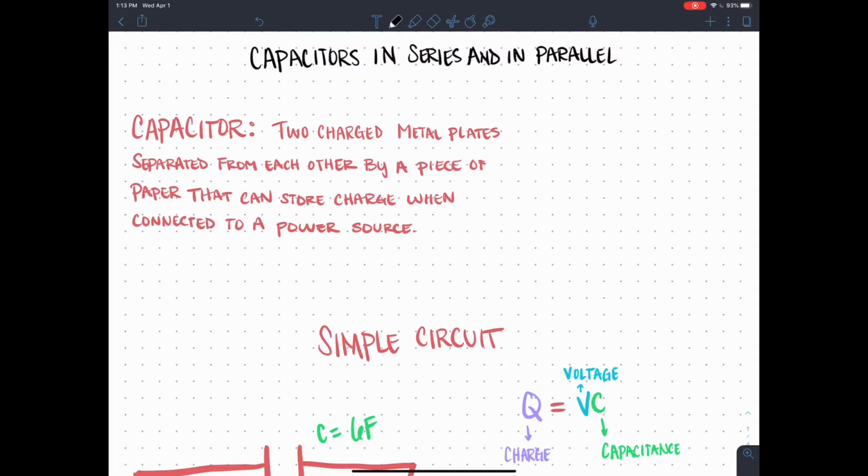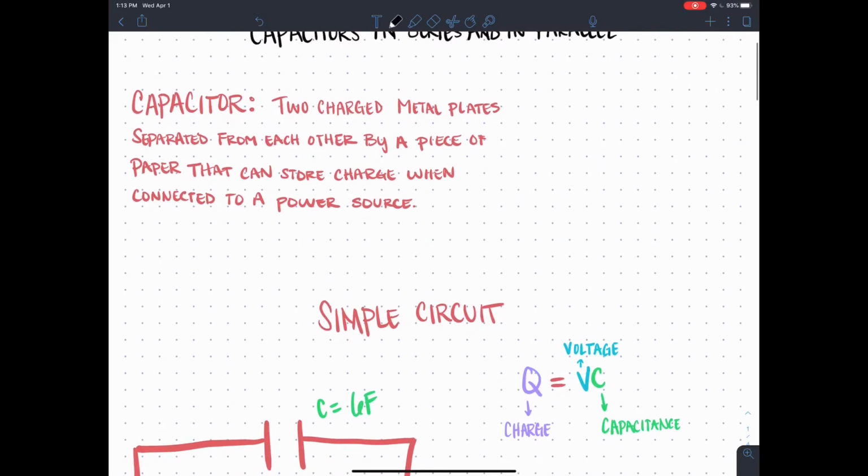To start today, we first want to talk about what a capacitor is. As we can see from this definition, a capacitor is two charged metal plates that are separated from each other by a piece of paper, and it can store charge when connected to a power source. So basically, capacitors are used as devices that can store charge. They're often used in different electrical devices and circuits. They're very useful in computers.